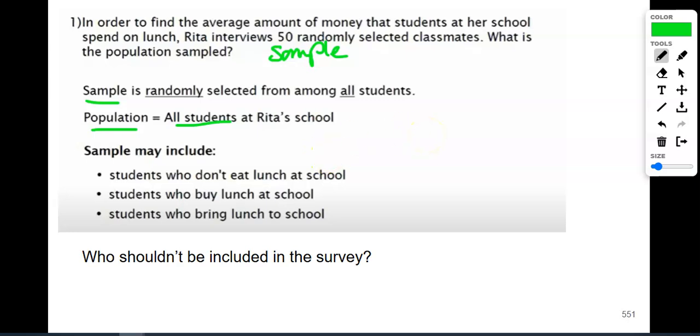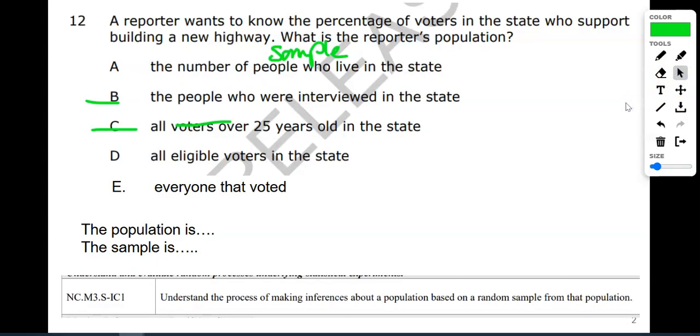So students are being sampled, not teachers, not staff, just students. It can be students who don't eat lunch. They can buy lunch. They can bring lunch to school. Those are all part of the population, and may be included in the sample. Knowing that is going to pop up on a couple of questions as I go through the slides.